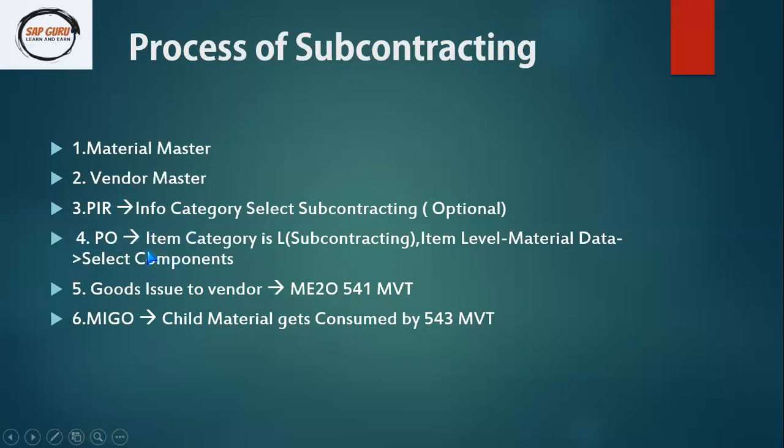The major difference between subcontracting and a standard PO is that in the PO, we select item category L. In standard, we will not select any L; it's blank. But in subcontracting, it's L.